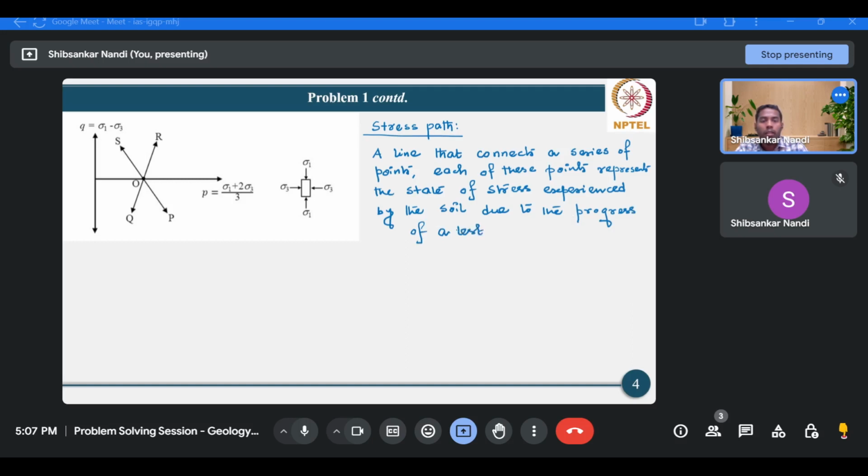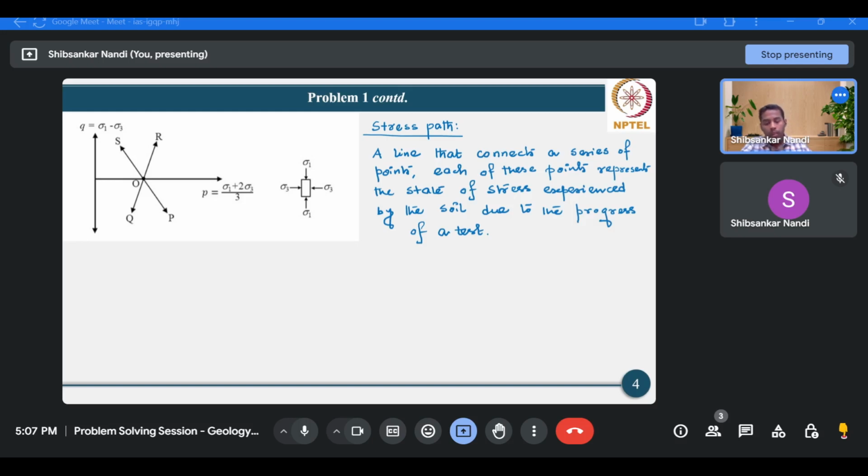Now, if we conduct some test, as the test progresses the soil sample will experience a change in its state of stress, and that change of stress, if we plot it in a very convenient manner, that kind of representation will be called a stress path. So stress path is nothing but a line that connects a series of points. Each of these points represents the state of stress experienced by the soil due to the progress of the test. So this is the physical significance of stress path.